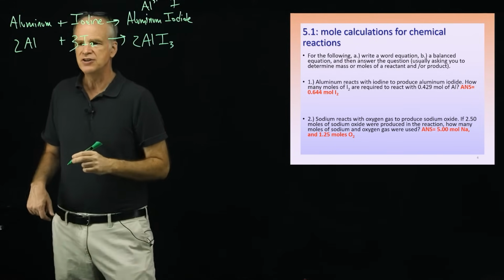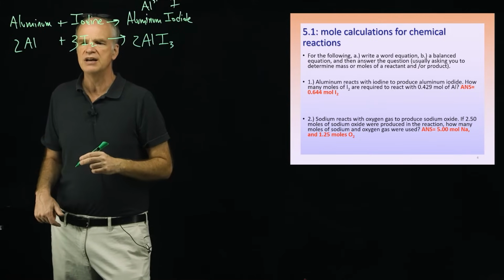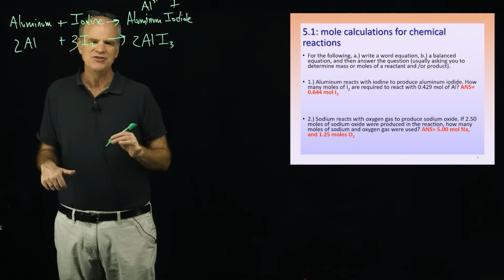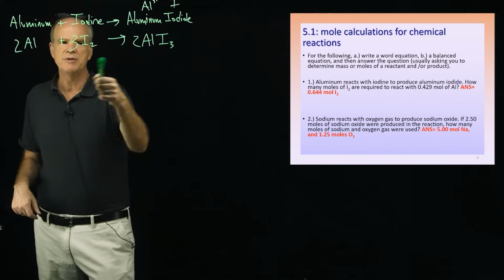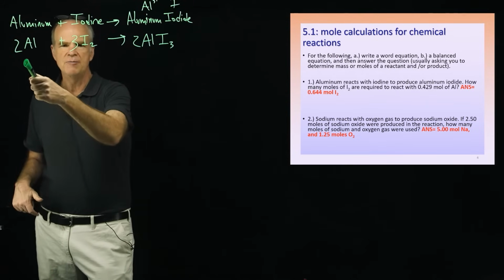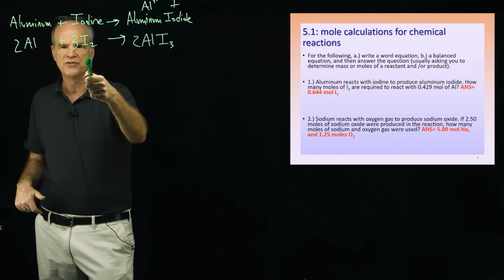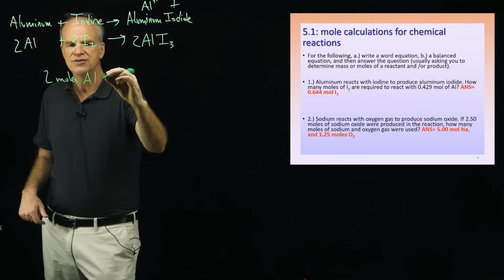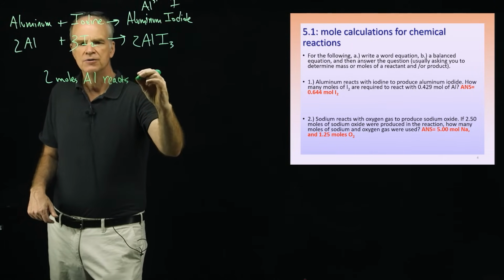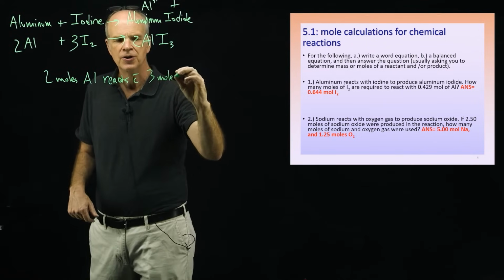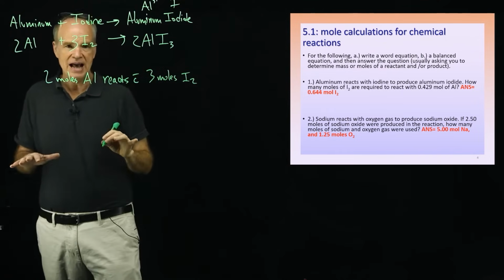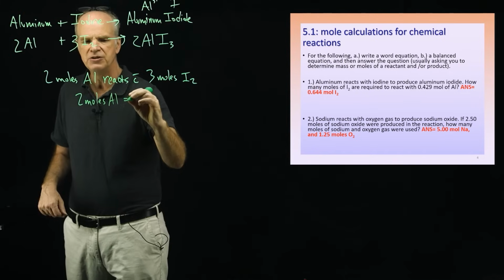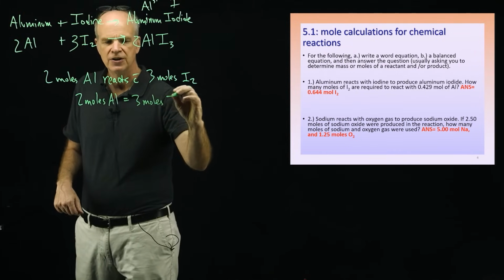Okay. So the question is, how many moles of iodine are required to react with 0.429 moles of aluminum? Okay. So that's not too hard to figure out because we are given in this balanced equation a proportion of how many moles of aluminum react with how many moles of iodine. So I will write 2 moles of aluminum will react with 3 moles of iodine. And so that actually is an equality for that problem. We can say that 2 moles of aluminum is equal to 3 moles of iodine in this problem.